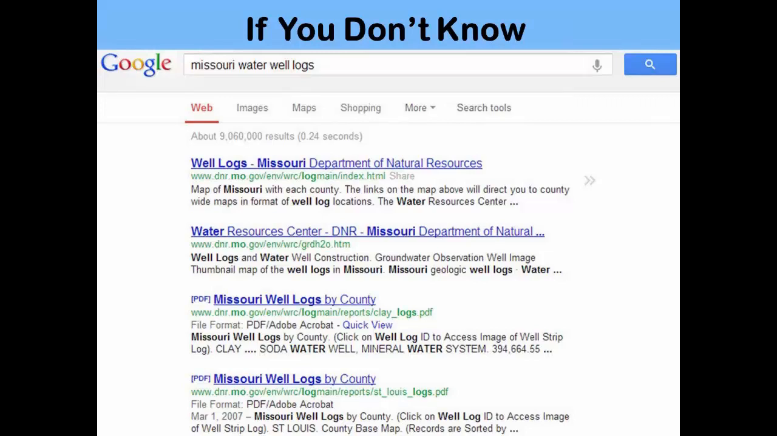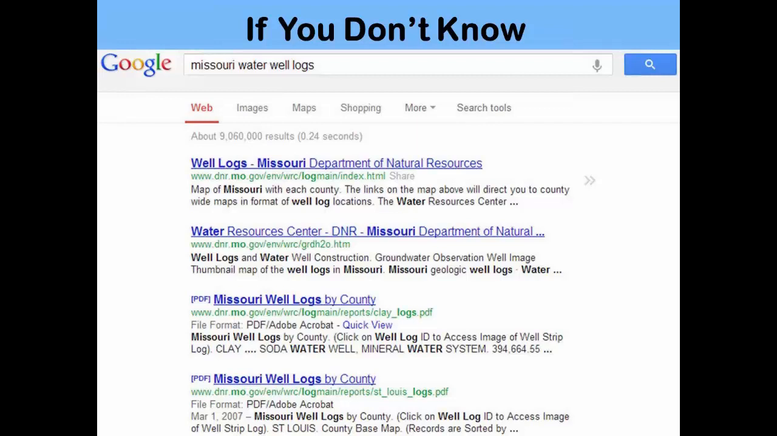There are a lot of ways to search for things. Here's an example on Google. I just searched Missouri water well logs, and the Department of Natural Resources comes up. In Missouri they are actually both the private well and community water supply stewards, if you will, for the state.